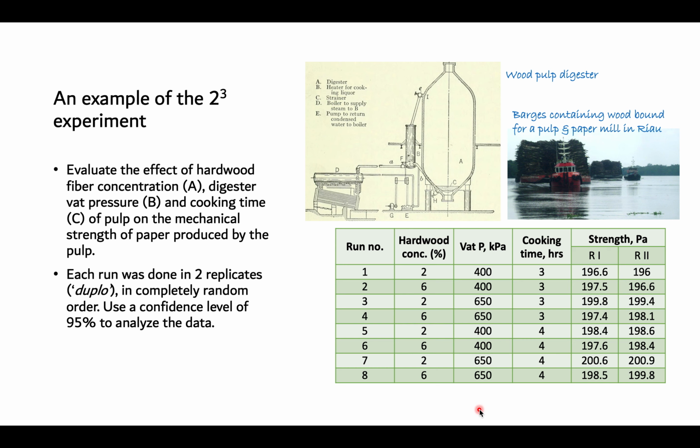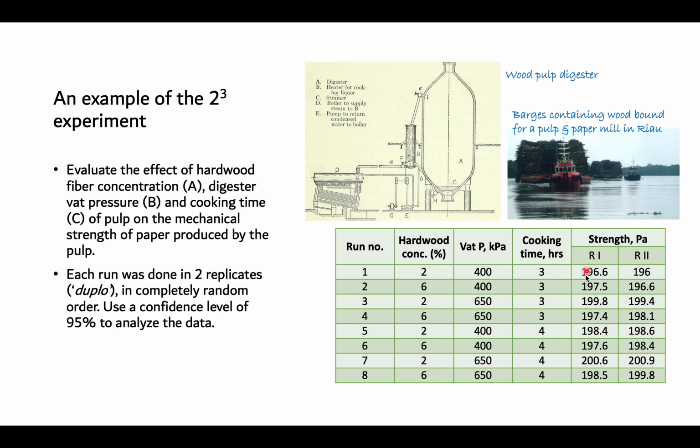The hardwood concentration is varied at 2% and 6%. The vat pressure is varied at 400 kPa and 650 kPa. The cooking hours is varied at 3 hours and 4 hours. Each experiment, or each run, was done in duplicate to measure the error of the experiment. All the experiments were conducted in random order.